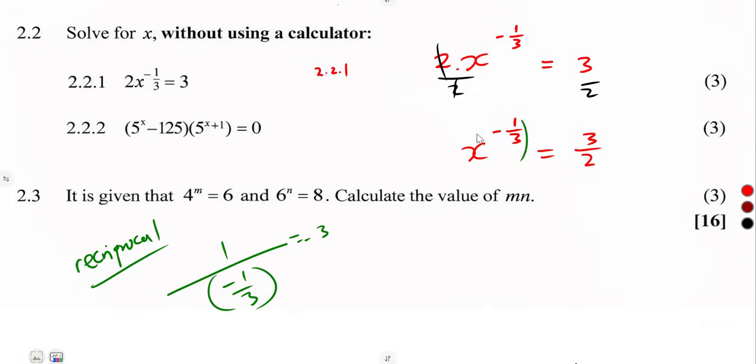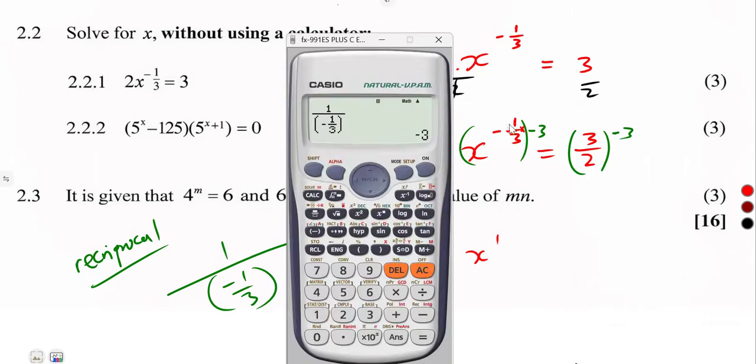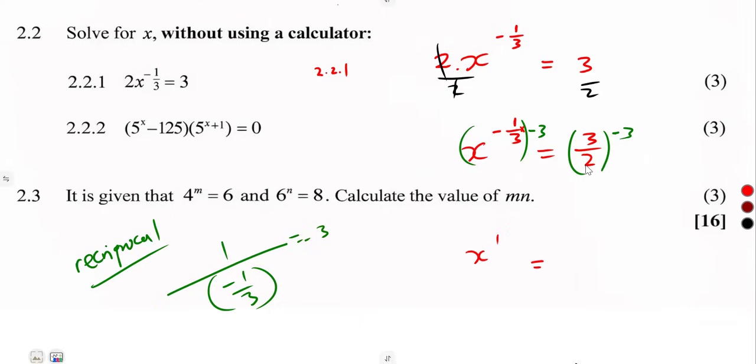So you raise to the exponent of negative 3. This one also to the exponent of negative 3, the reciprocal of that. So that when you multiply here, you are going to have 1. Remember, a number times its reciprocal gives us a 1. Minus 1 over what? Over 3 times what? Negative 3 is going to give us a 1. And this is equal to 3 over 2 to the exponent of minus 3.